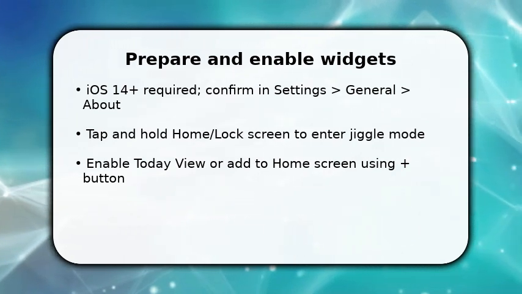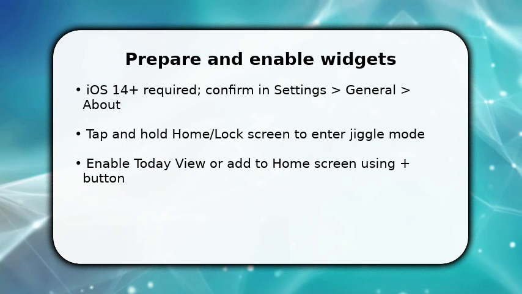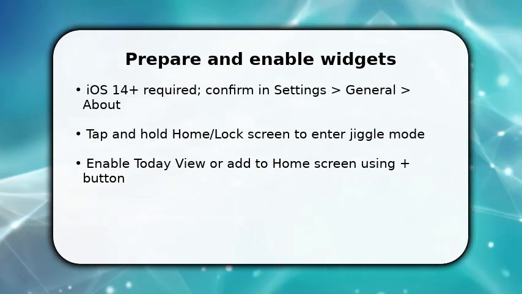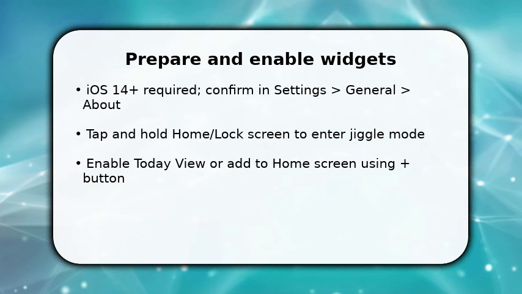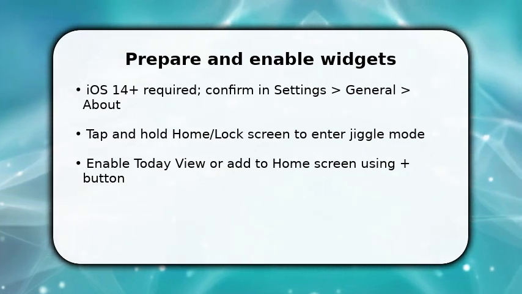Next, tap the plus button in the top left corner to open the widget gallery. Make sure to scroll through sizes: small, medium, large. Pick the spinning widget size you prefer before adding it to the home screen.